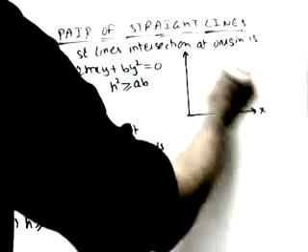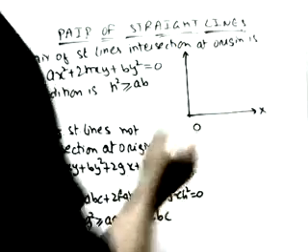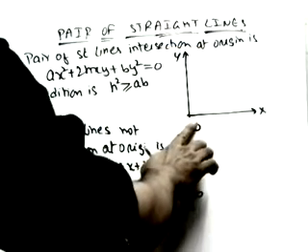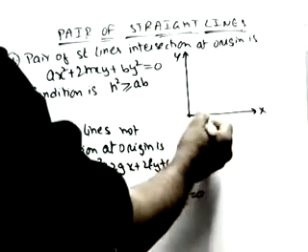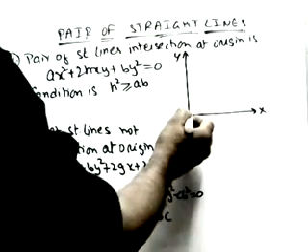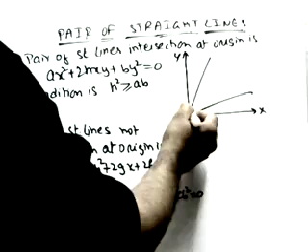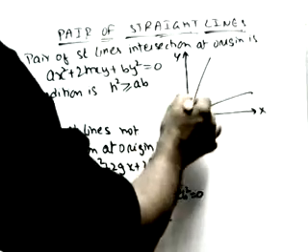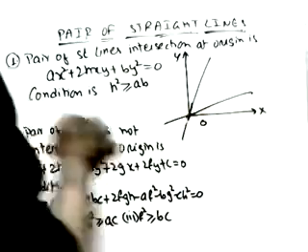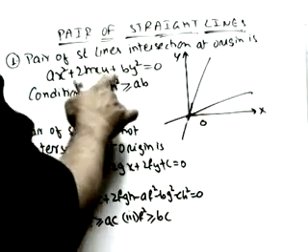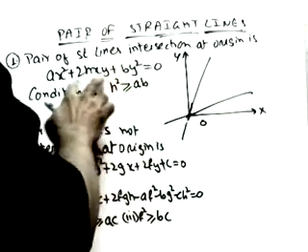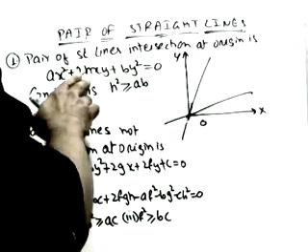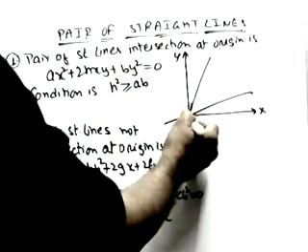The first concept, watch here. Suppose this is the coordinate axis and this is the origin. This is the y-axis. Pair of straight lines means two lines, a combination of the equations of two lines. Suppose they pass through the origin. So when they pass through the origin, the equation will be ax square plus 2hxy plus by square equals to 0, and the condition is h square should be greater than or equal to ab. Then only this represents the pair of straight lines.